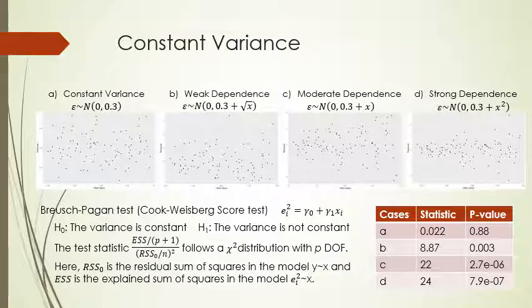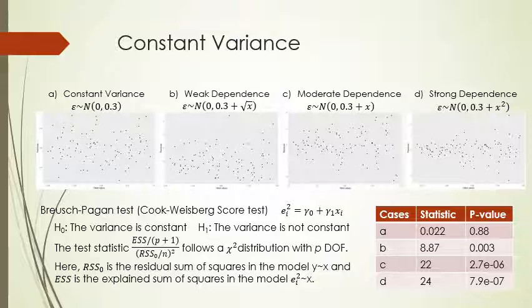The Breusch-Pagan test, also known as the Cook-Weisberg score test, is a chi-square test for checking non-constant variance in a linear model. It assumes that the error is normally distributed and the residuals are linear with x. We first regress y on x and then use the squared residuals as the outcome to regress again on the same predictors. The parameter provides a measure of the linear dependency of the error term on x.